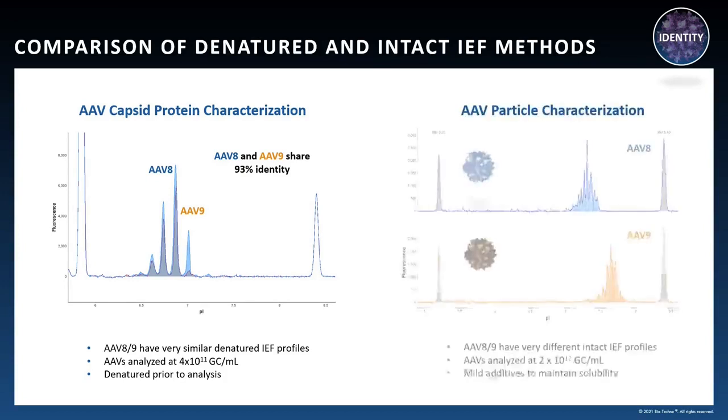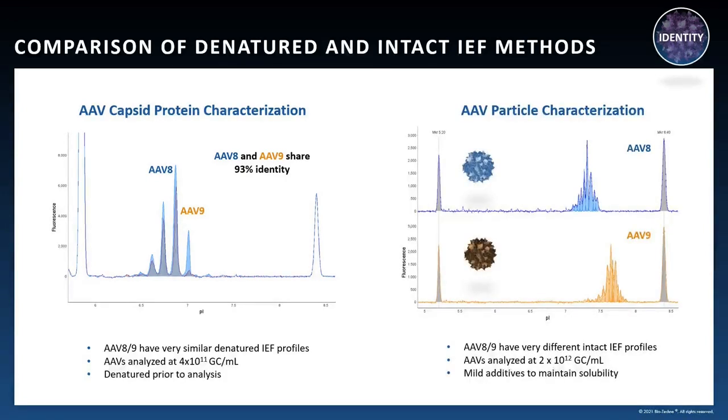If we now look at the intact method for the same two samples, we see that they have a different pI value from each other. Specifically, AAV8, shown on the top in blue, is slightly more acidic in its overall pI compared to AAV9 on the bottom shown in orange. So our intact or AAV particle characterization method is also an identity assay, and it can differentiate different serotypes.